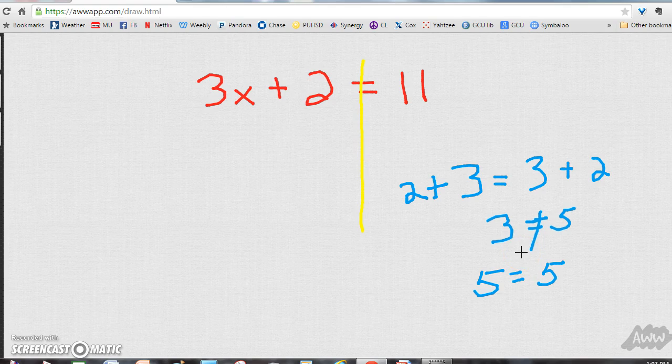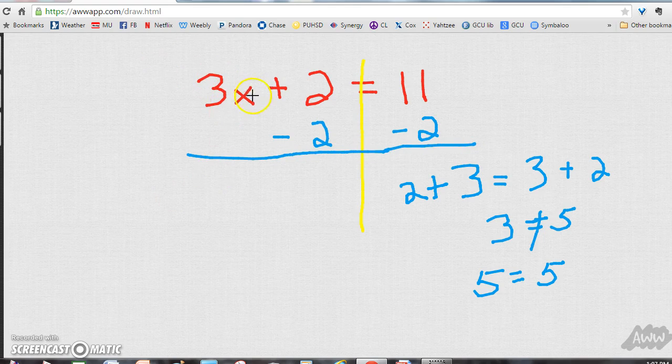So as long as I do the same thing to both sides of my equal sign, I will still have a true statement. So back to my equation, if I'm going to get this 3x by itself, I have got to get rid of this positive 2 here, this plus 2. So the opposite of adding 2, you're always going to do the opposite of what you see. The opposite of adding 2 is subtracting 2. So I'm going to draw my line, I'm going to add them up.